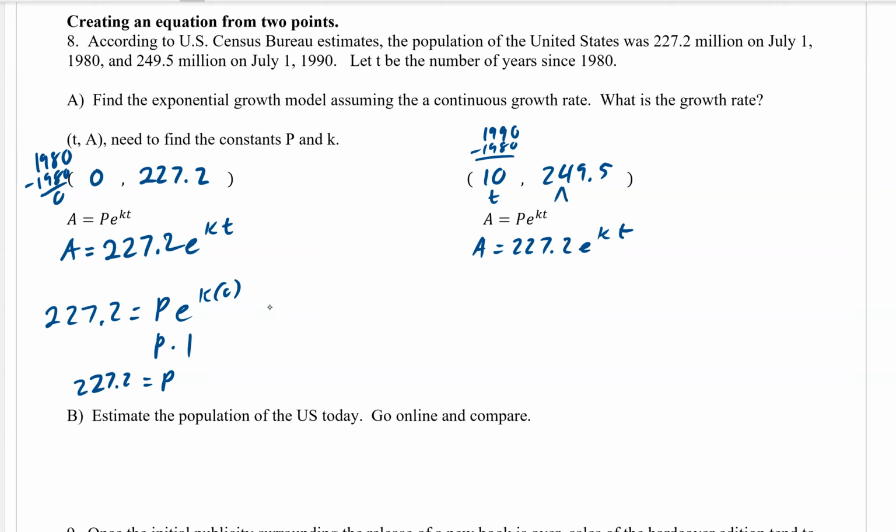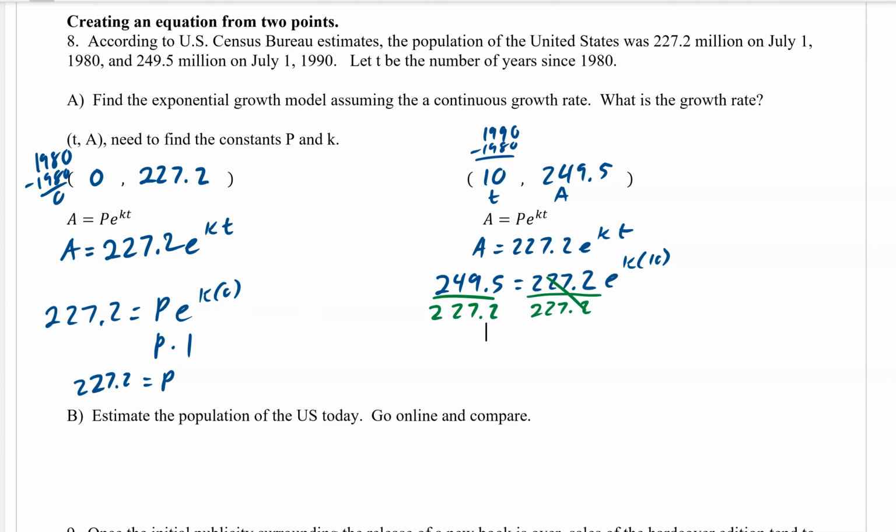Then we plug them in. So this is t, and this is A. 249.5 equals 227.2 e to the k times 10. Now we can just use exponential functions and logarithms to solve this. First we need to isolate that exponential.